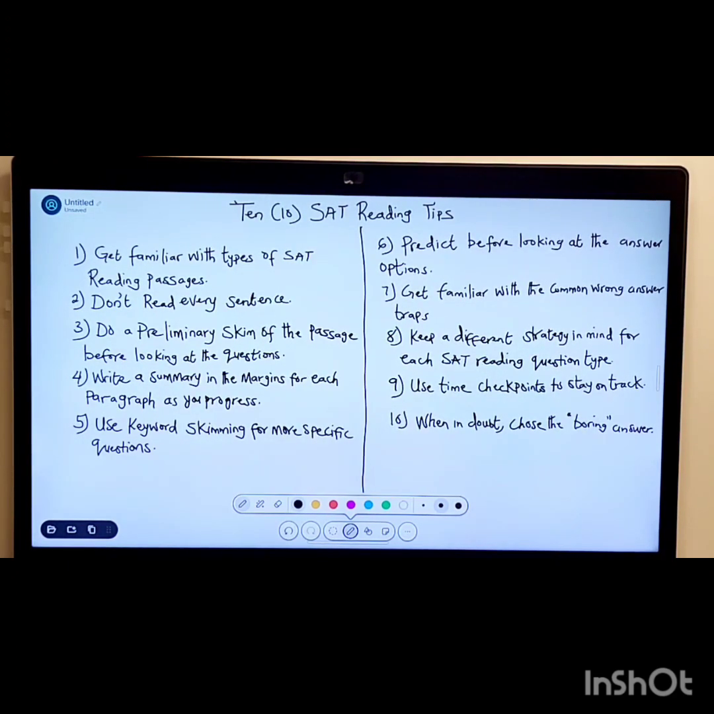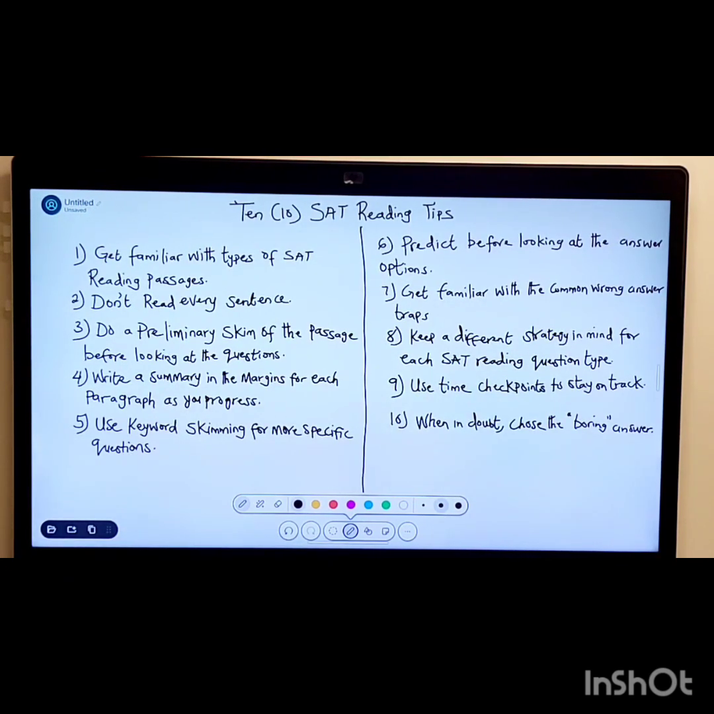Number 6 says predict before looking at the answer options. Now, since you already have an idea of the question they ask you in your passage, you need to be able to do what we call prediction. You need to predict what kind of options you're going to be seeing. When you can predict, then you are automatically already giving yourself the answers to that passage.